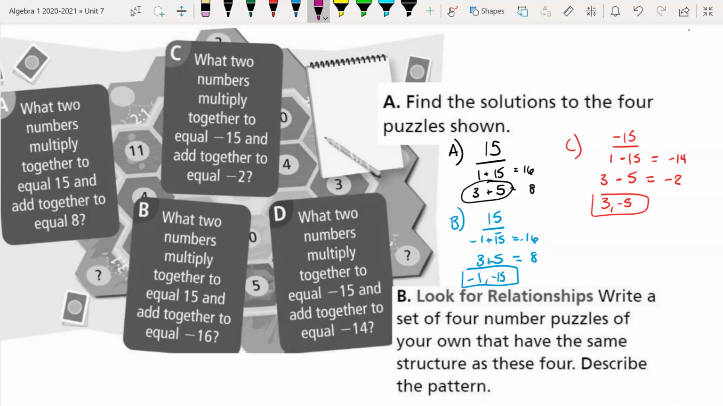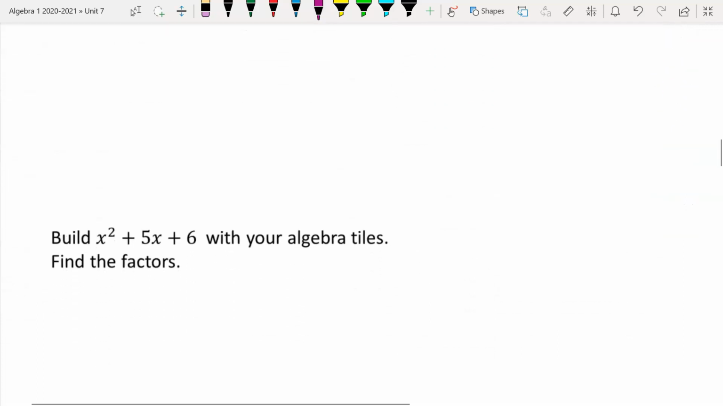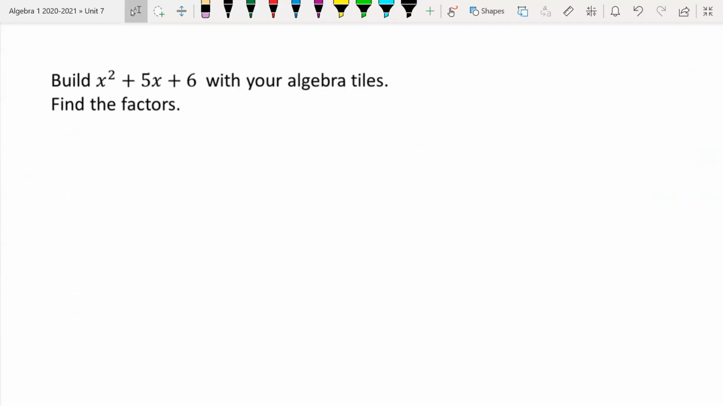And then in D, what two numbers multiply to give me negative 15 and add together to equal negative 14? Well, we kind of already did it, right? That would be 1 and negative 15. So we kind of use this information to help us answer the problem here. We're not going to use algebra tiles just because it's virtual. We can't really do that.